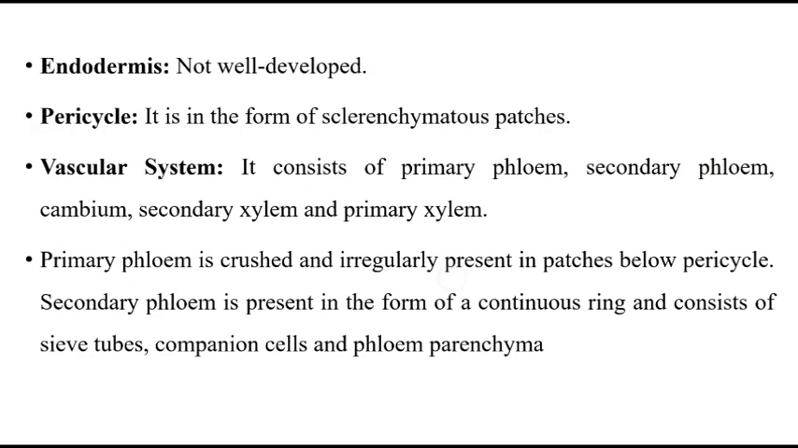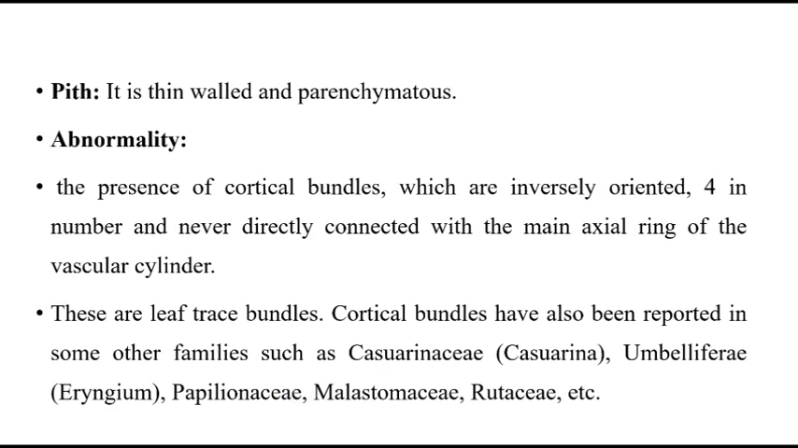Primary phloem is crushed and irregularly present in patches below the pericycle. Secondary phloem is present in the form of a continuous ring and consists of sieve tube, companion cell and phloem parenchyma. Okay. Pith is thin-walled and parenchymatous. What is the abnormality? The presence of cortical vascular bundles which are inversely oriented. That means xylem present outwardly and the phloem inwardly, 4 in number and never directly connected to the main axial ring of the vascular cylinder. This is one abnormal feature.